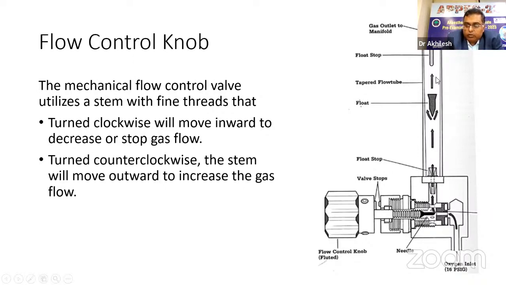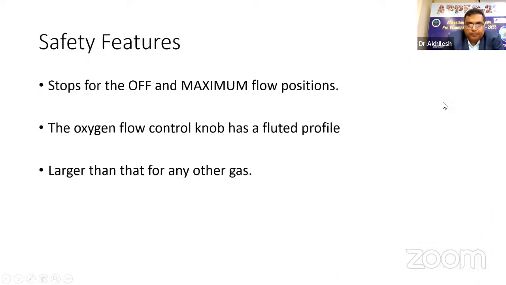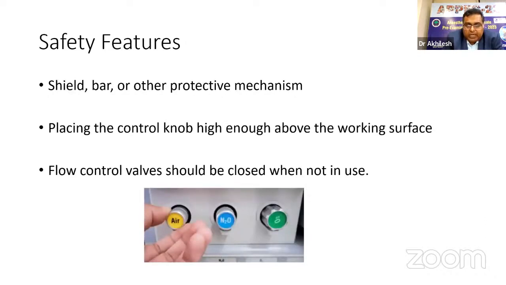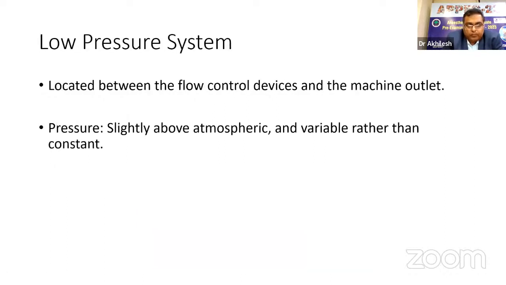And there comes the use of flow meter tubes. Safety features: there are stops for the on and off maximum positions. It has a fluted appearance, and the flow control knob of oxygen is larger than that of any other gas. These knobs are placed higher than the platform so that they don't get opened accidentally, and they should be closed when not in use.